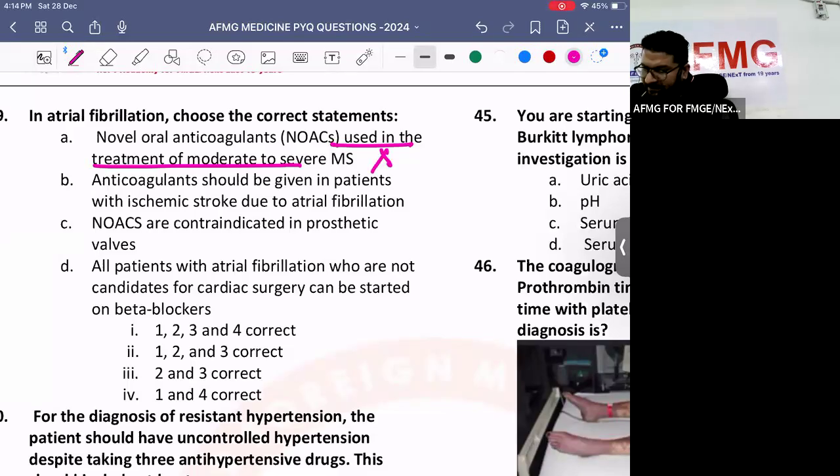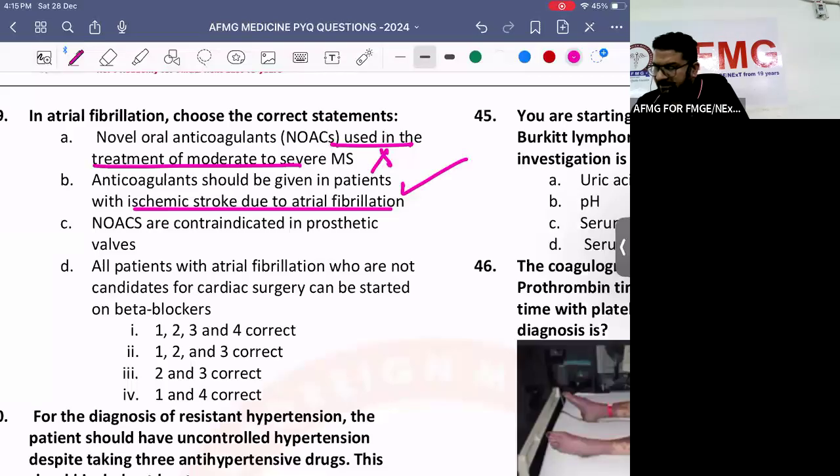Anticoagulants should be given in patients with ischemic stroke due to atrial fibrillation. Now an embolus formed from atrial fibrillation, where did the embolus reach? In your brain. Now you have to give it. So here you have this. So this is the answer.